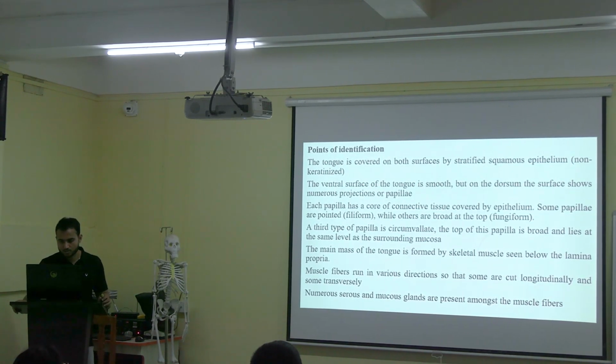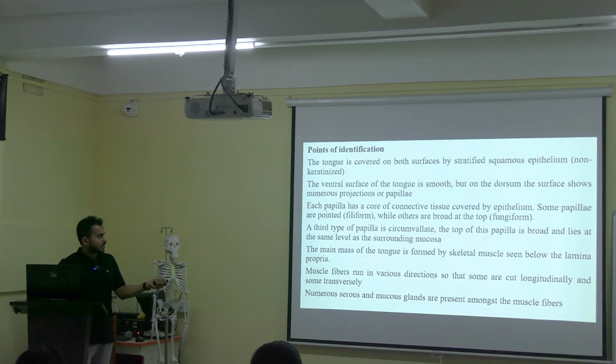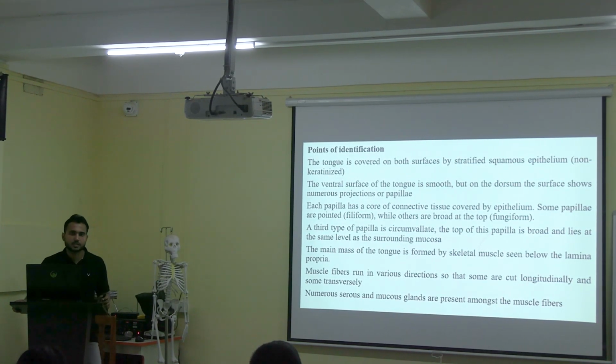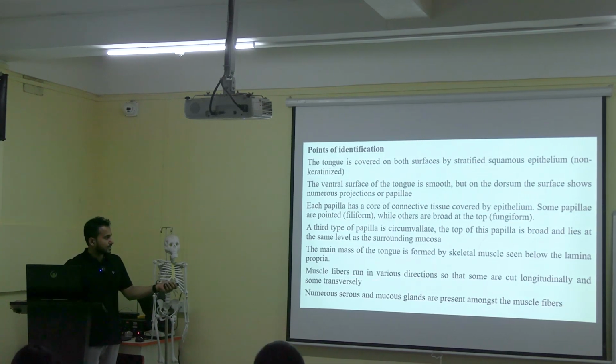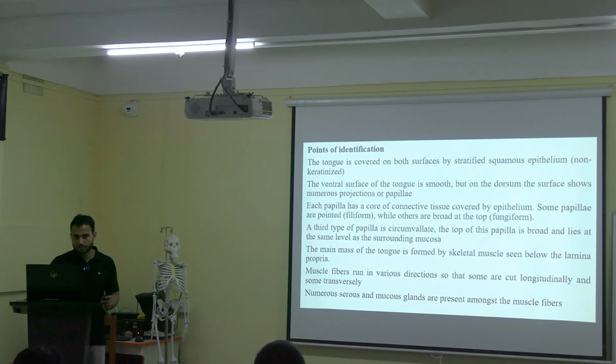Okay. Now the main mass of the tongue, how is it formed? It is formed by skeletal muscle. So I have told you that in the tongue, 8 types of muscles are there. 4 intrinsic and 4 extrinsic muscles. The muscle fibers run in various directions. Okay. Some are longitudinal and some are transverse in the section. The numerous serous and mucous glands are present among the muscle fibers.